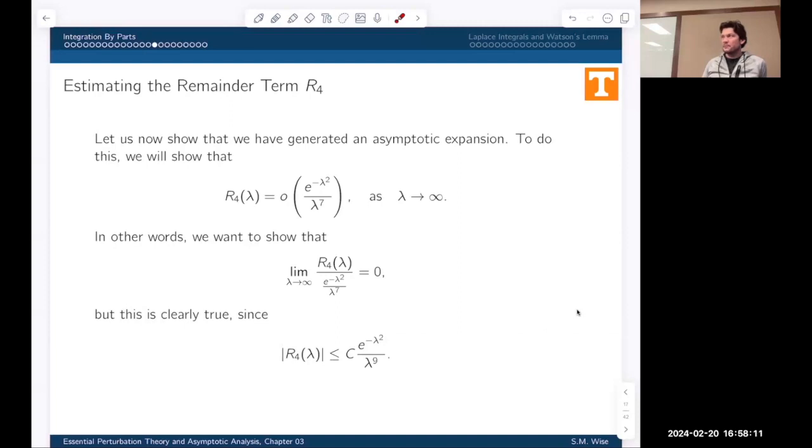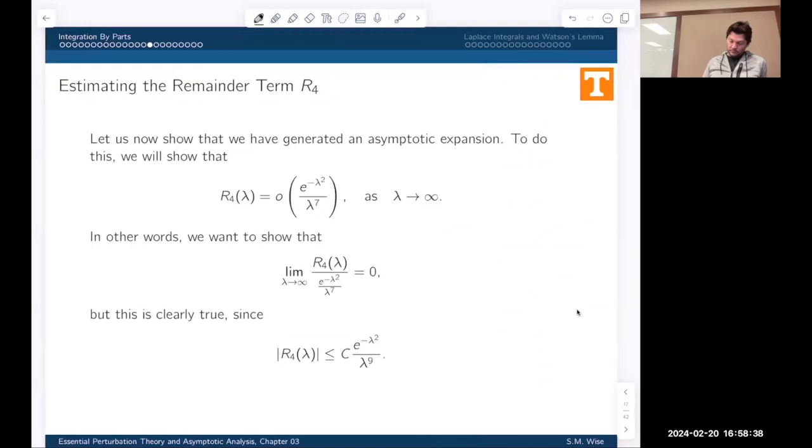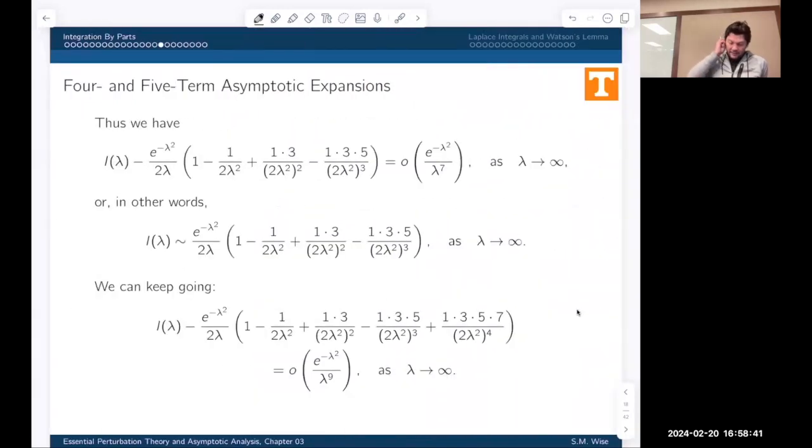I could stop here, and don't be ashamed to ask a question if you don't understand something. So I use the squeeze theorem to show that this is true, or in other words, that this limit is true. By the way, that should be if and only if. Okay, so I have the 4-term approximation. I just showed that.